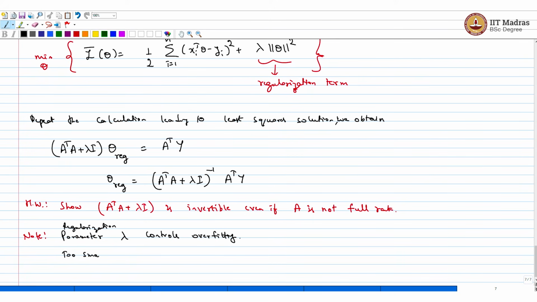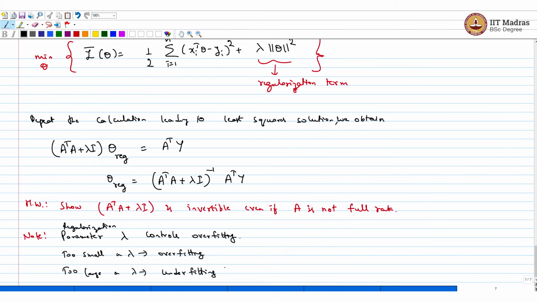Too small a lambda could lead to a lot of overfitting, and too large a lambda leads to what? Too large a lambda leads to underfitting. This is just a remark that is for the future, not for this course, but one could dig deeper into the implications of lambda in the context of bias variance trade-off. That is out of scope, but just giving you a sample.